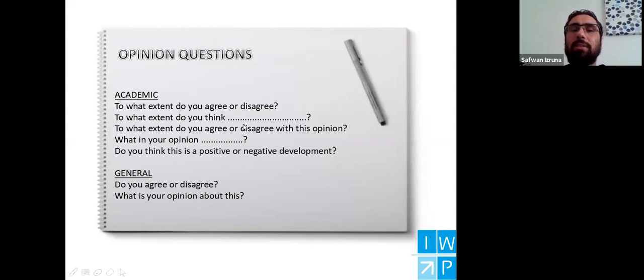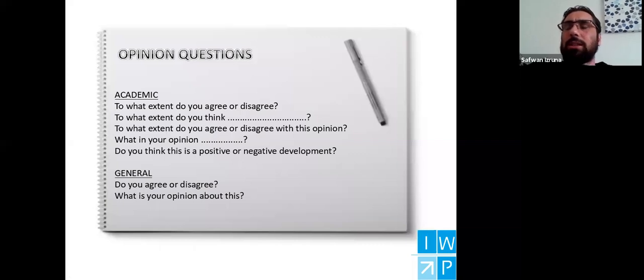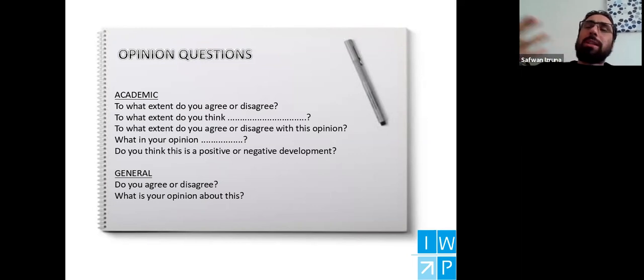If you notice, a lot of them seem to be agree or disagree, or positive or negative. They seem to be giving you two opinions to agree or disagree with something, and so on. Here you have the general test. Do you agree or disagree? So this is a lot simpler. The format of the question is a lot simpler. Do you agree or disagree? is simpler than to what extent do you agree or disagree?